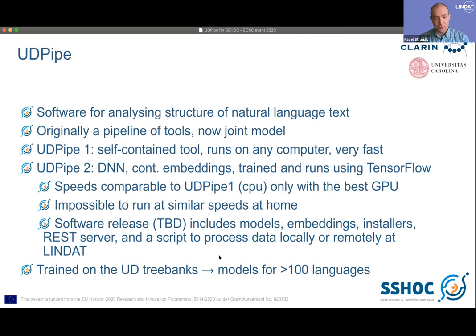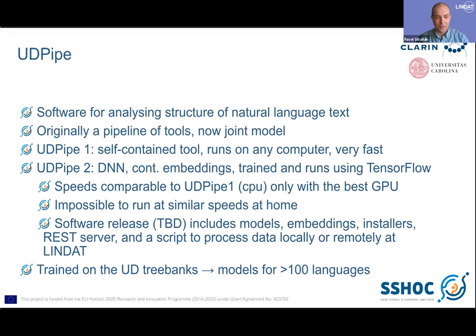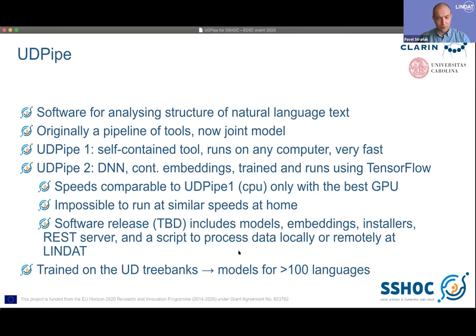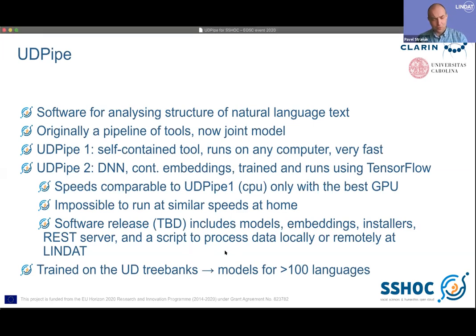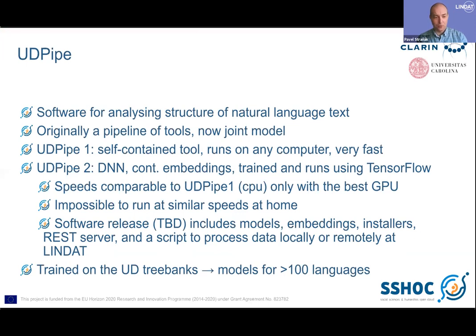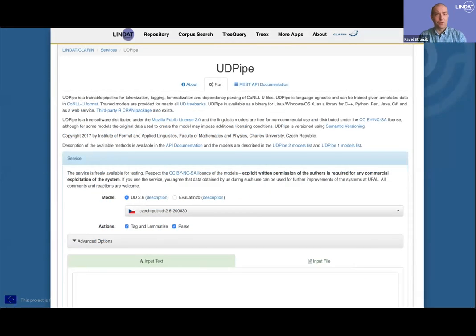We are going to release it as a software that you can run yourself, including all the models and embeddings and installers, and even the REST server that we are running on our side. So basically we'll have all the same things that we are running, and a script that will allow you to either process data locally with your installation or send it to our installation. It will happen shortly, but currently we have the latest version only deployed as a web service, and it is still not downloadable from our repository. And it's trained on so-called Universal Dependencies treebanks, which I will get to in a moment, and why it's a good thing.